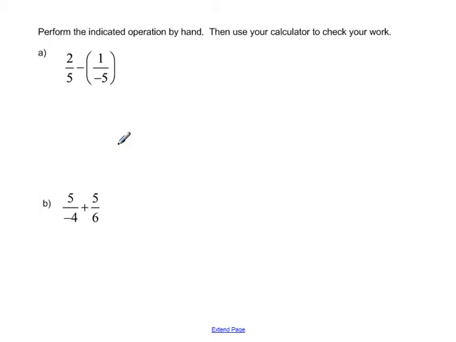Perform the indicated operation by hand. Then use your calculator to check your work. So as we look at these fraction problems that we're going to be doing here, first thing we want to do is we want to see, well, what kind of operations are we doing?